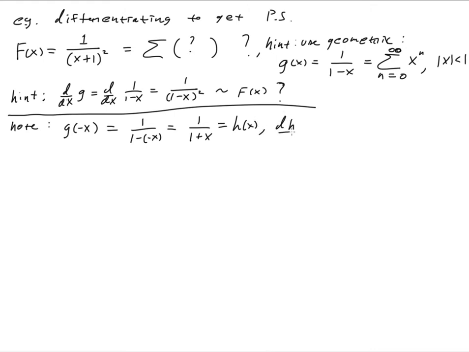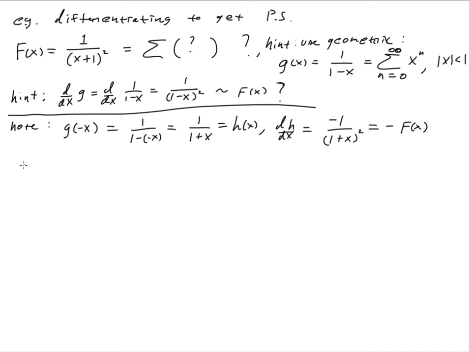So if I take the derivative of h with respect to x, of course there'll be a negative there. Negative 1 over 1 plus x quantity squared. And that, of course, is equal to negative capital F. All right. So it seems like we've got this. I think we can figure this one out. All we have to do now is put all these things together.